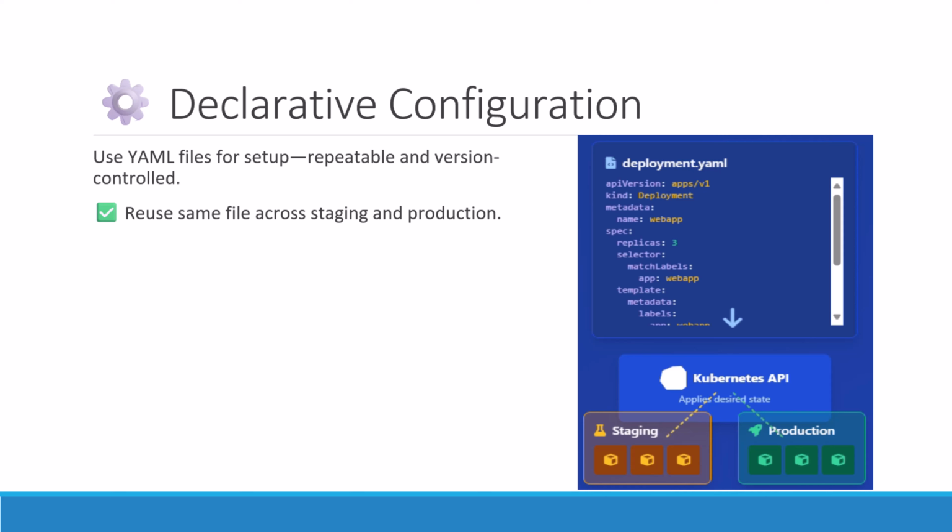Declarative configuration. You describe your entire application setup using YAML files. This makes deployments repeatable, version controlled, and easy to manage. Want to spin up the same application in staging or production? Just use the same YAML file.